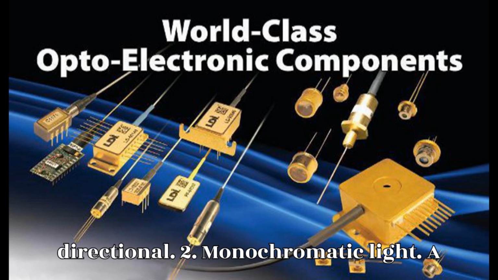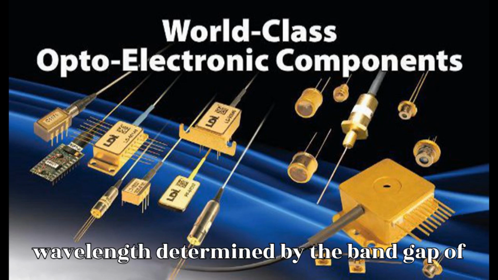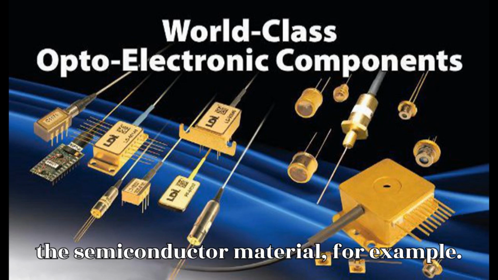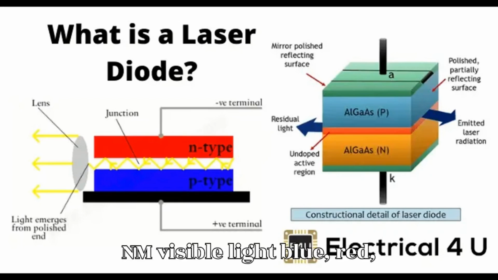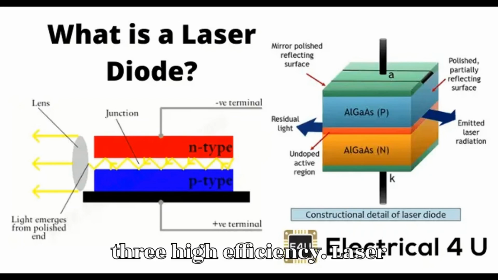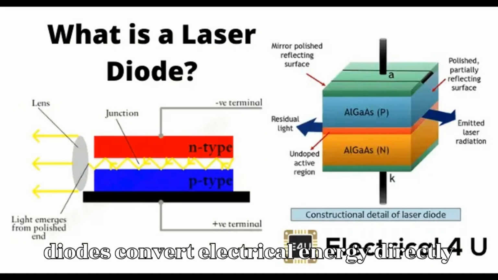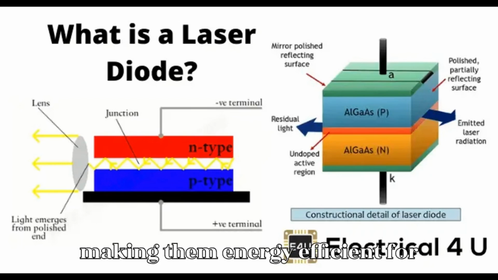2. Monochromatic light. A laser diode emits light of a single wavelength determined by the bandgap of the semiconductor material. For example, infrared, 850, 1550 nm. Visible light, blue, red, green. Ultraviolet, UV. 3. High efficiency. Laser diodes convert electrical energy directly into light with minimal energy loss, making them energy efficient.